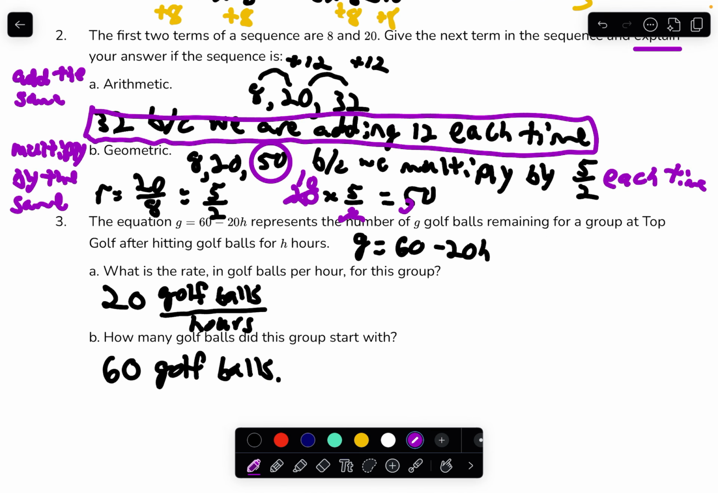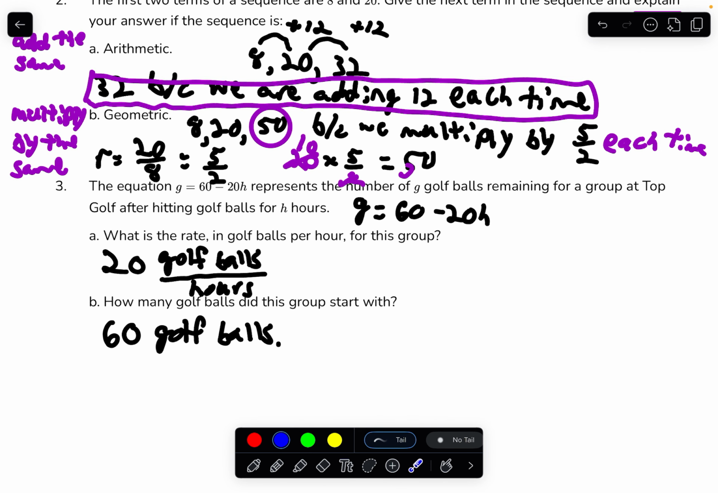Now, the next one, number 3, the equation G equals 60 minus 20H represents the number of golf balls, G, remaining for a group at Topgolf after hitting golf balls for H hours. So this is a word problem. It's a scenario. I rewrote the equation here because it's kind of written up there. I didn't want to mess with it. So there's the expression. And they ask you, what is the rate in golf balls per hour? Well, the rate is always going to be the thing multiplying the variable, in this case, H. So the rate is not 20H, it is 20.